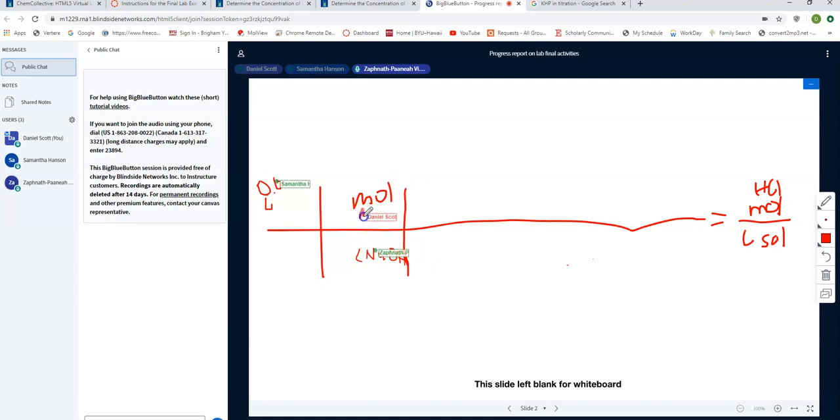Is that correct? The next line down here should be moles of sodium and HCl, or that's like the relationship between the two. Yep, that's right. Go for it.